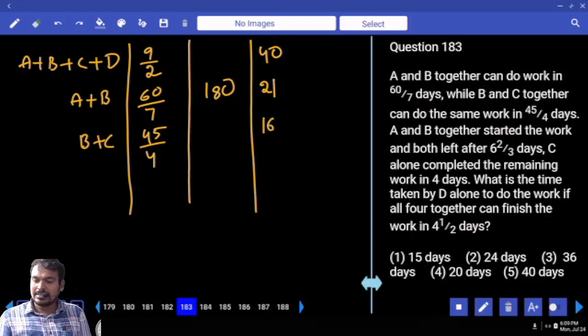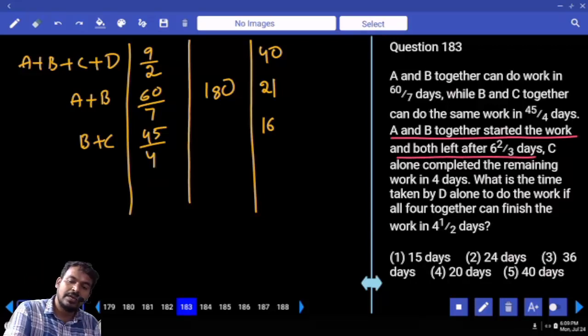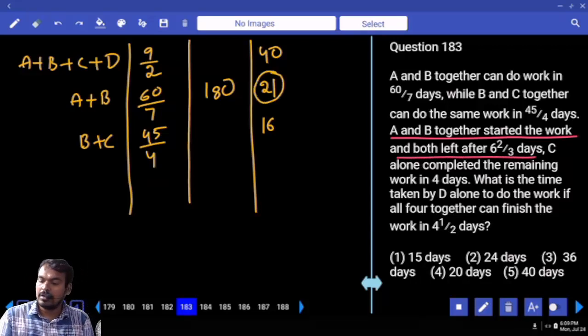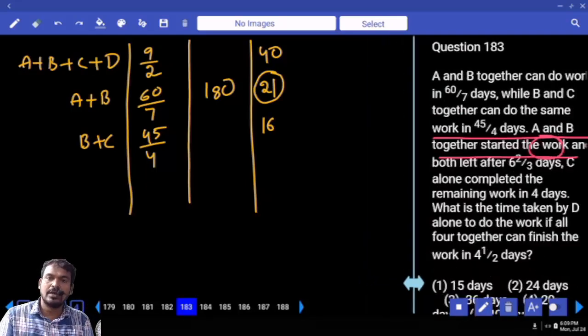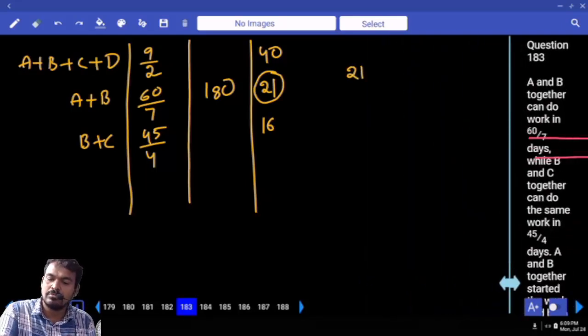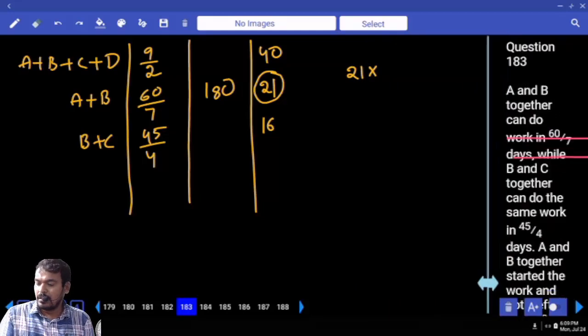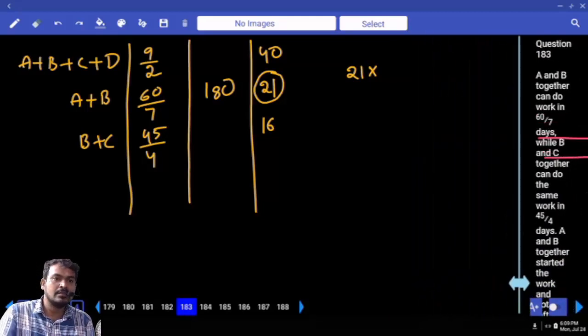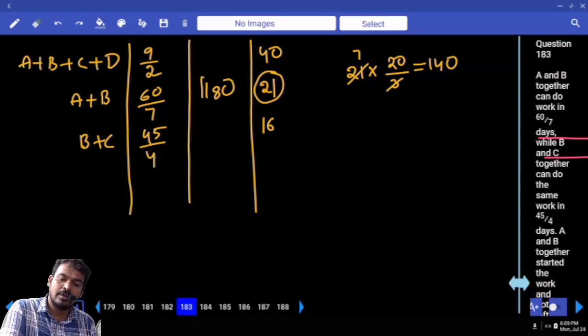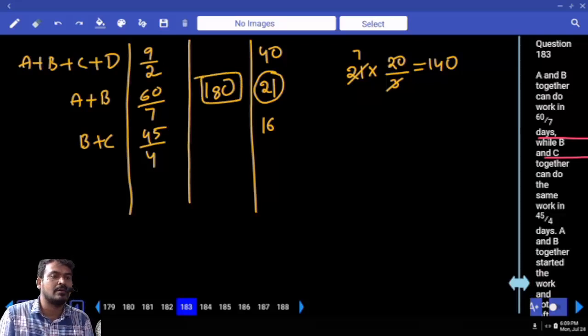Next, the next line is given. A and B together started the work. Both left after how many days? 6 by 3 days. What is the A and B together efficiency? 21. But both are working for 6 by 3 days. Then 21 into 6 by 3 means how much? 20 by 3. 20 by 3 means 3 how many times? 7 times. 7 into 20, 140. Out of 180, already 140 is completed by A and B. What is the remaining work? 40. That is completed by only C alone.